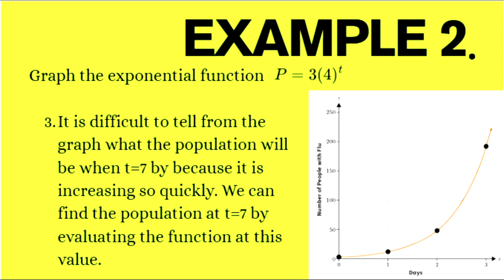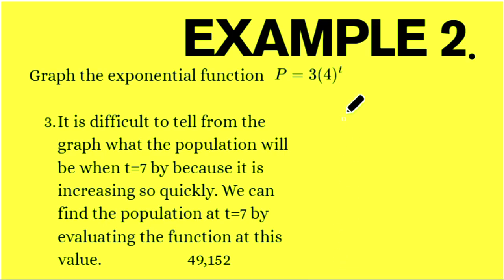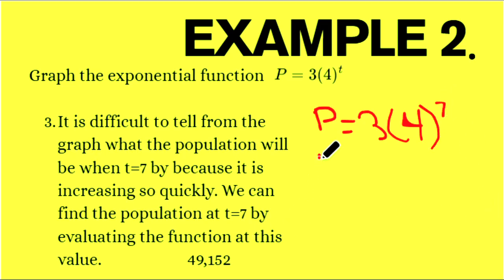We can find the population at t equals 7 by evaluating the function at this value. So how we do that is we go p, which is the population we're trying to figure out, is equal to 3 times 4, and time is going to be 7 this time because that is the population we're trying to find at a week. So 4 raised to the power of 7 is definitely a calculator problem. So 1, 2, 3, 4, 5, 6, 7 is 16,384.